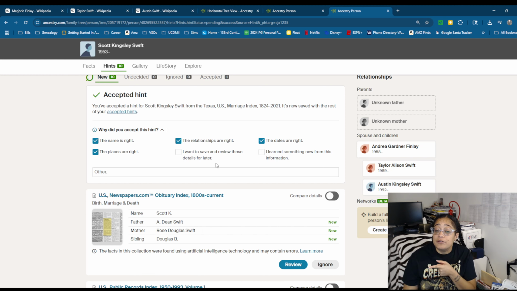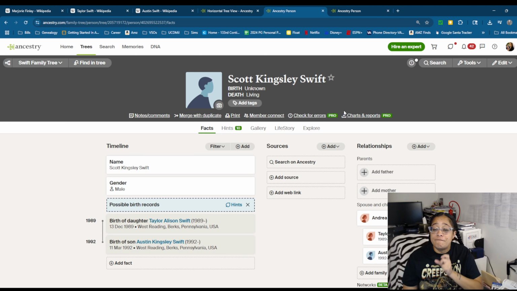So they've added these two. I want to save and review these details for later, and I learned something new from this information. I don't know when these were added, but they are pretty new. And then you can type in other in there, which would help when folks are reviewing this information about why you saved a hint. So I'm going to go back to my facts tab.